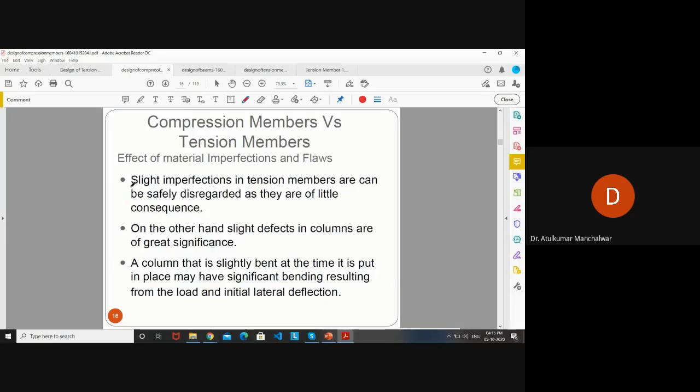There is also the effect of material. Obviously the effect of material will be there in the compression member, but compared with the tension member, there will not be a large effect of the material on the compression member. We can see the same behavior in both cases.